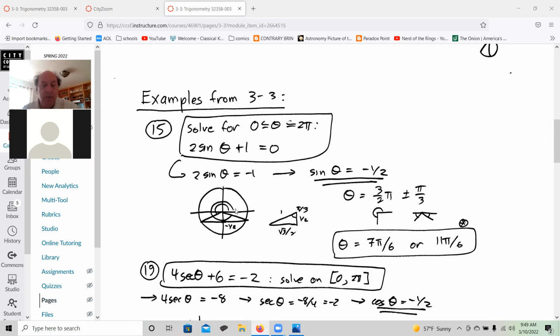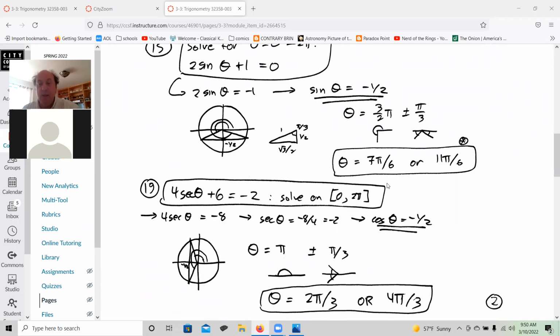That happens here at pi radians plus pi over 6, 30 degrees. That's 7 pi over 6, or 1 full rotation minus pi over 6, that's 11 pi over 6. Those are the solutions in the unit circle. And then you add multiples of 2 pi for all the solutions.